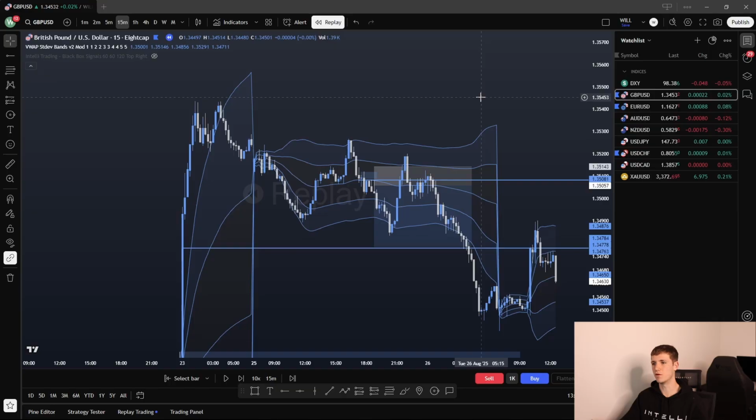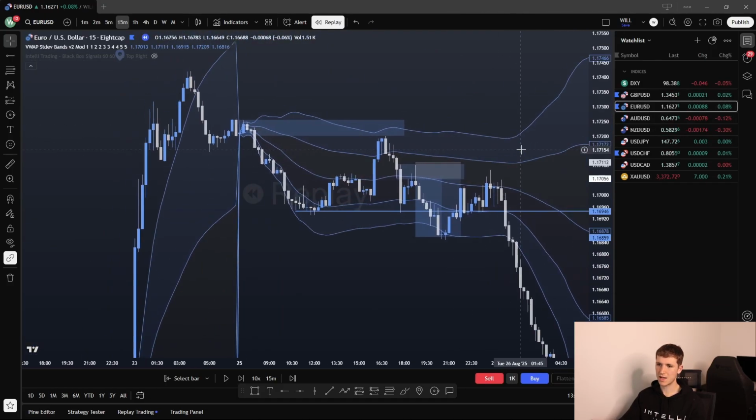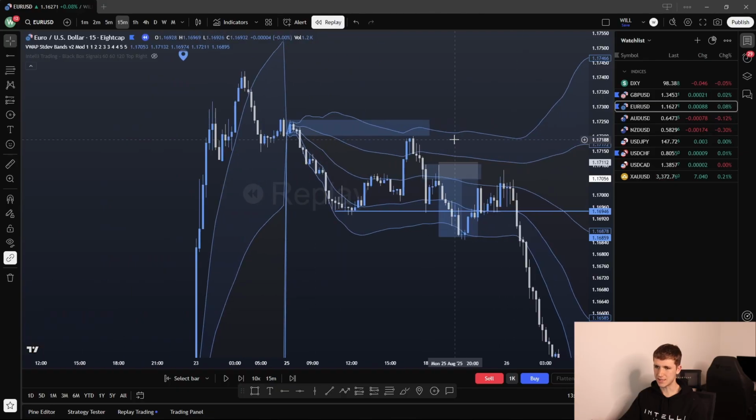Cop the loss, move on to the next opportunity, because as you're scalping, there's going to be opportunities almost every single day. And it's better to be patient and take the right setups than a bunch of trades on average setups. But the EURUSD trade was very similar. Ended up being a lot cleaner.